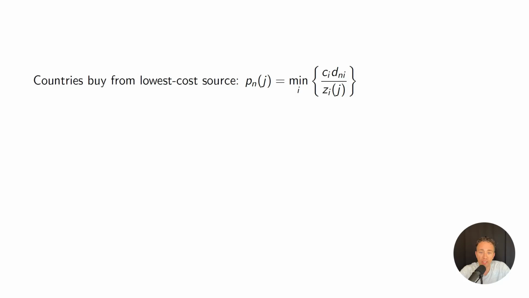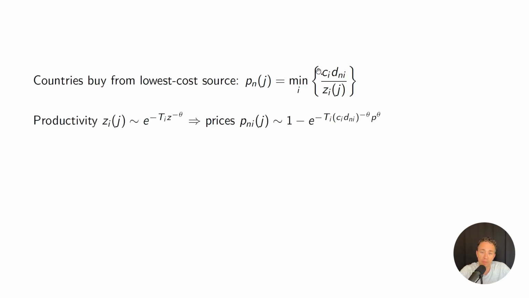Well, the Fréchet comes in with these productivities because I'm going to buy from the lowest cost source, or equivalently the maximally productive source. The price of a good that I'm buying might be influenced by the cost of production as well as any kind of frictions between my country and the country of origin, as well as the productivity of the country of origin for producing that particular good.